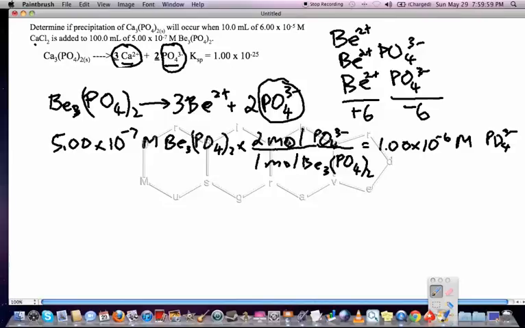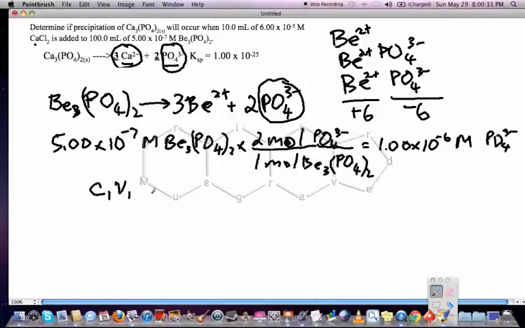Alright, so you can see what we've got here is, because we've got this concentration of beryllium phosphate, and we know that we get 2 phosphates for every 1 beryllium phosphate that breaks apart, we're going to actually have 2 times the number of moles of phosphate as the number of moles of beryllium phosphate that we started with. So that gives us that concentration. Now remember, this is the concentration in the 100.0 mL solution. Now we have to see what happens when it gets diluted.